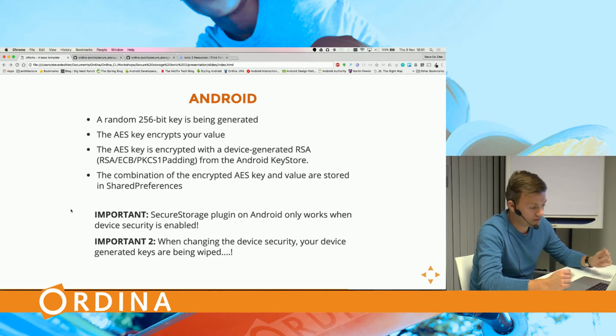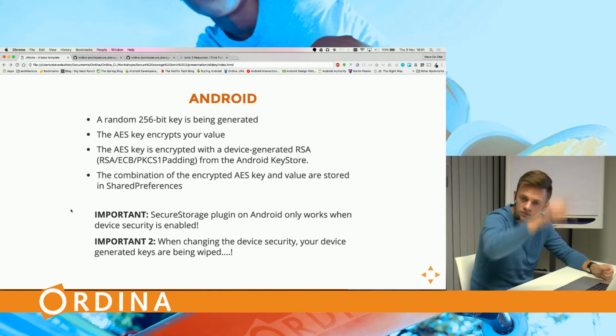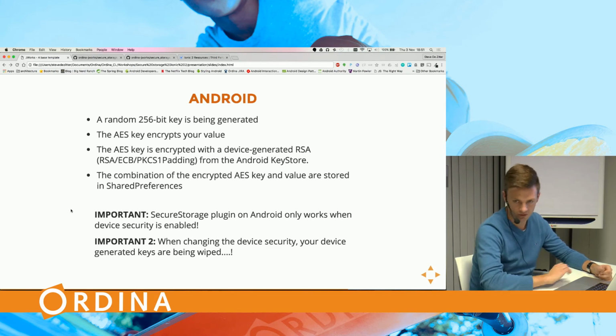Two important things to note when using the secure storage plugin on Android is that it only works when your device security is enabled. So that's why I need to do the stupid pin swipe thing for my demo, because otherwise the secure storage does not work. It's not due to the plugin, it's really Android that wants you to have a secure device when you want to store device-generated keys. So you cannot do that.